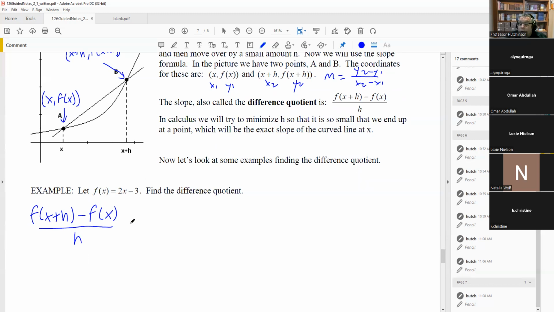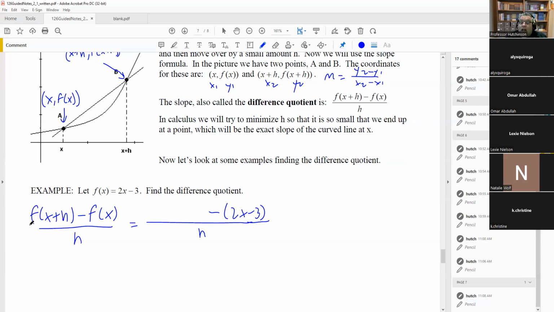This is what I want to find ultimately. Now to do this, I'm going to substitute some things into this formula. First of all, f of x is just the original equation that they give us here, which is 2x minus 3. So I'm going to remove the f of x and replace it with 2x minus 3. Notice that I'm putting parentheses around here because the minus sign means I'm distributing all the way through there. So that's why I have to put these parentheses there.